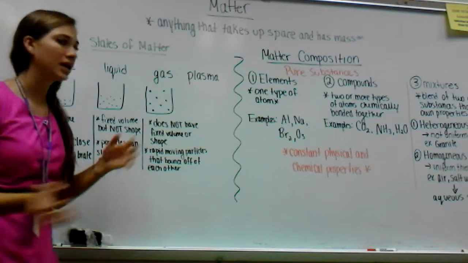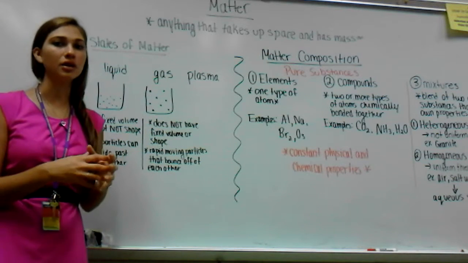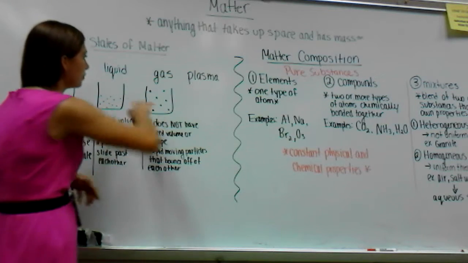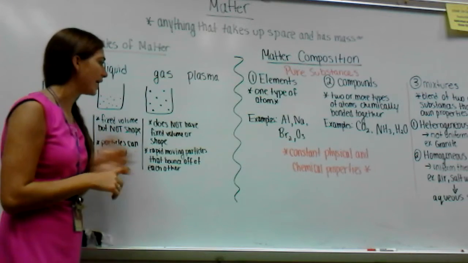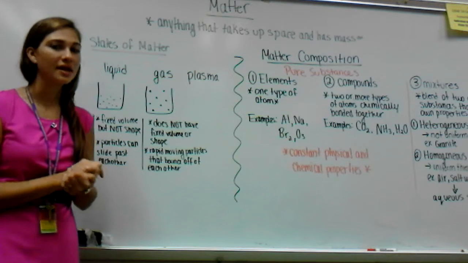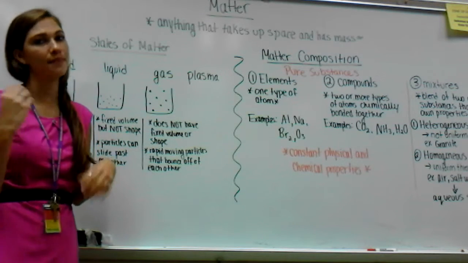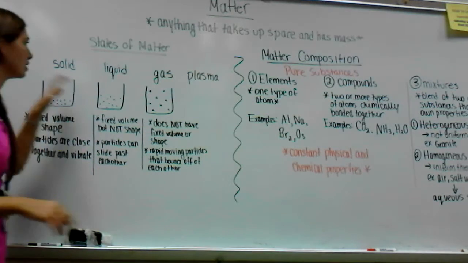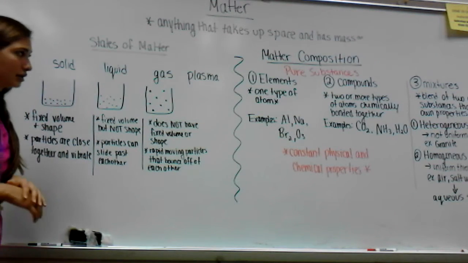Then as we get to gas, we're adding even more heat. The more heat you add to a substance, the quicker those molecules can move. So here we have our gas molecules all spread out. Gases do not have a fixed volume or shape. They move rapidly, they bounce off each other, they bounce off the sides of the container. So that's solid, liquid, and gas, the different states of matter.